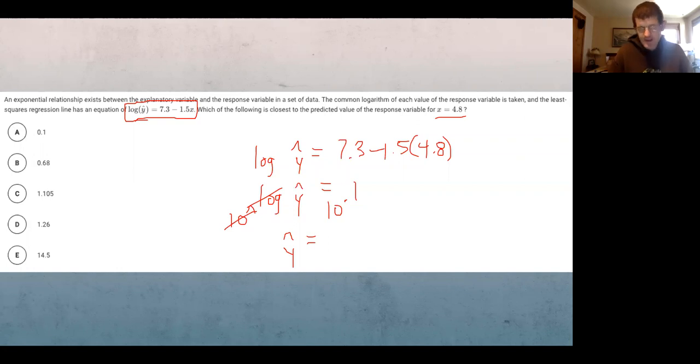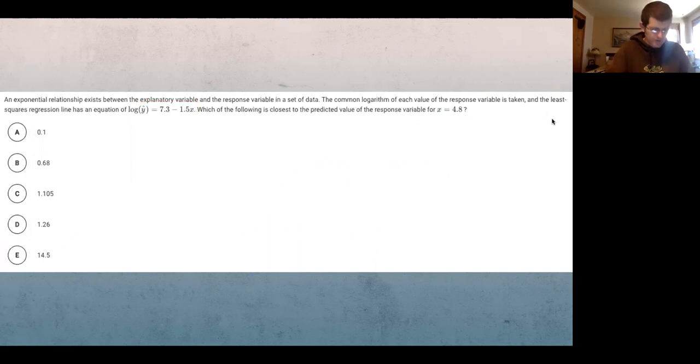And you can do that as 10 raised to a power, or you could just do your 10x button and put in your 0.1. And you get 1.259, which matches up with this answer right here. Pretty straightforward. So hopefully no questions there, and you're feeling pretty confident with any question like that.